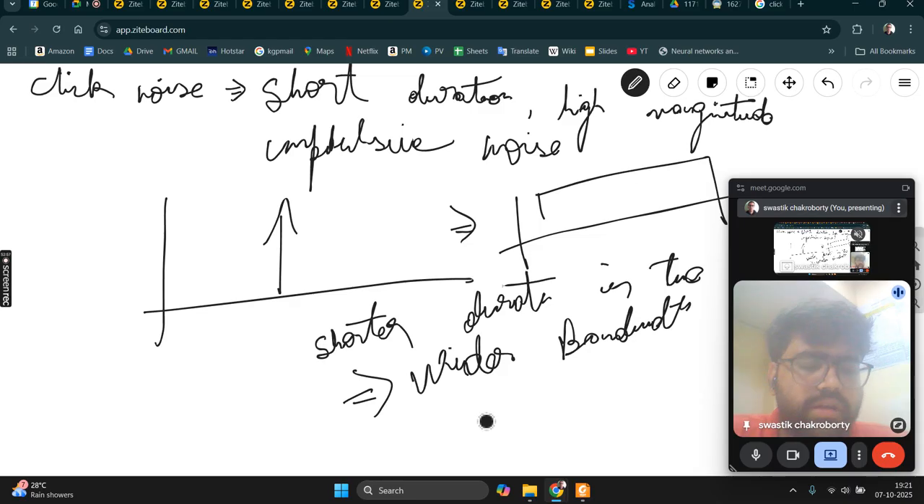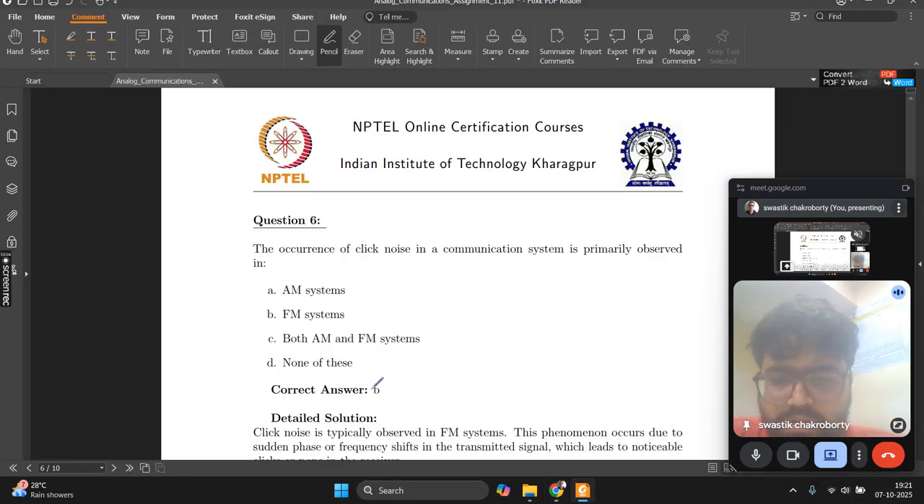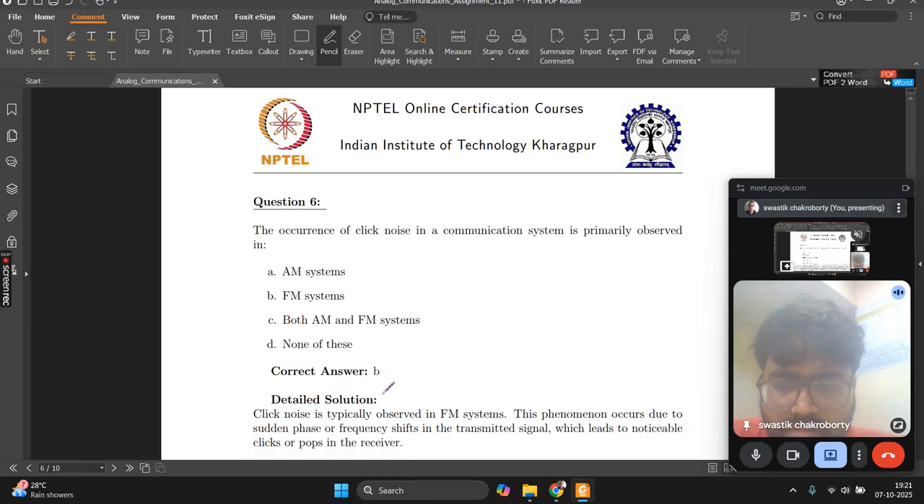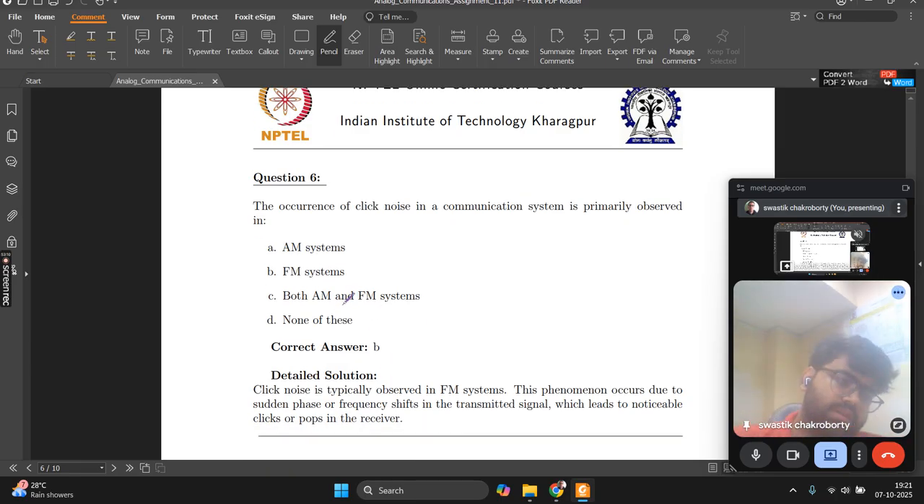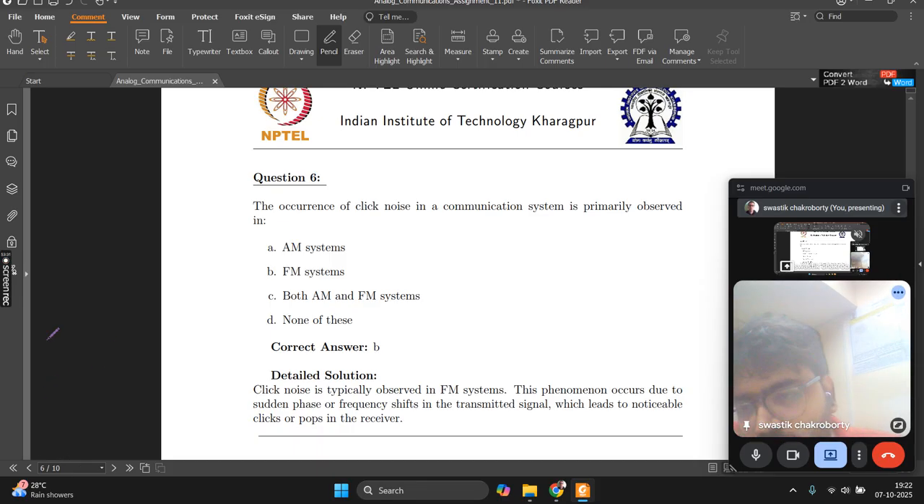The wider bandwidth will usually affect the FM system, because in FM system there are sudden changes in frequency and phase, and this sudden change in frequency and phase creates this kind of click and pop noise, and this will affect the FM because the FM also is relatively wideband as compared to AM, so it will affect the FM system more severely. So the correct answer for this is FM system.